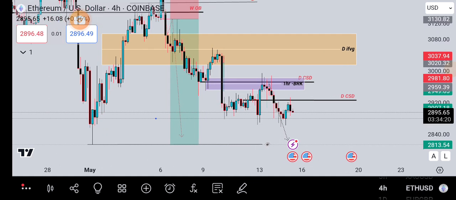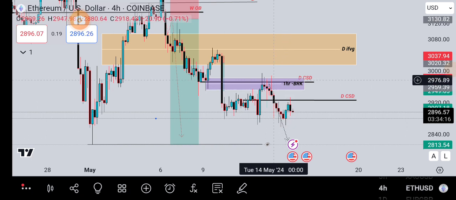Also, now the 1 hour breaker block I was talking about, see how the candles were respecting the main threshold or the midpoint of this 1 hour breaker block.